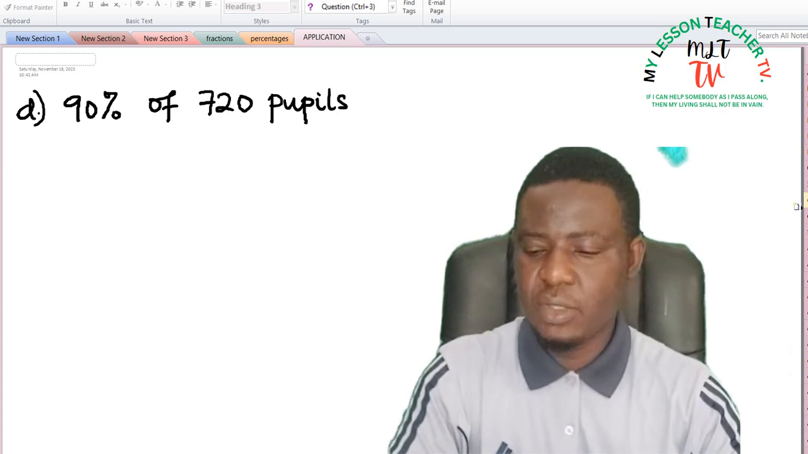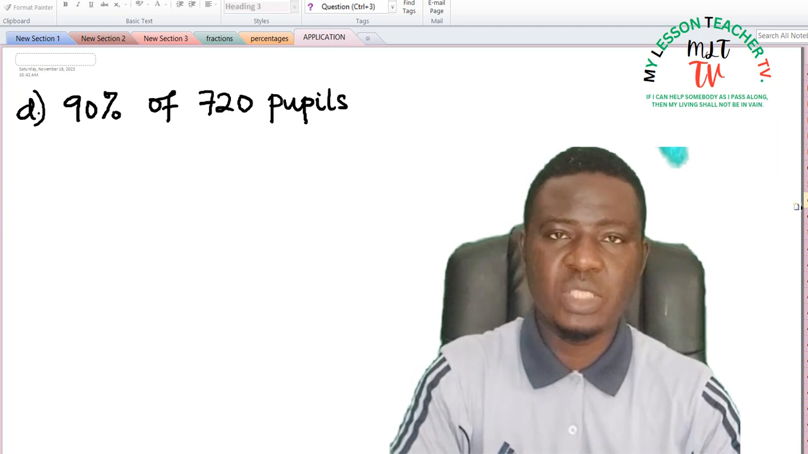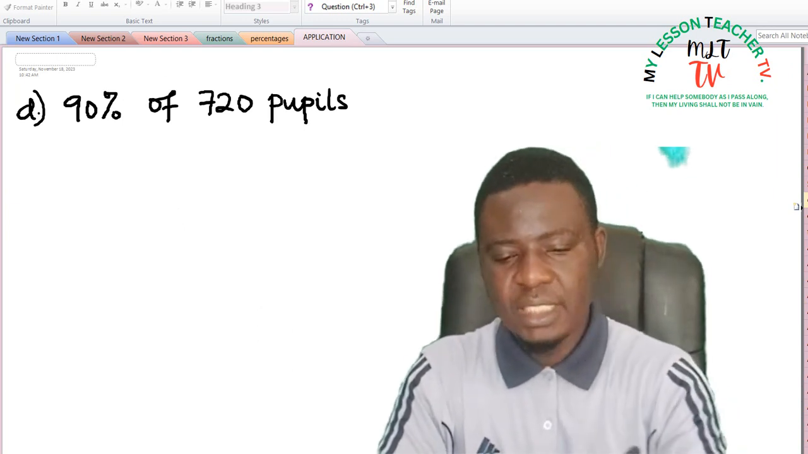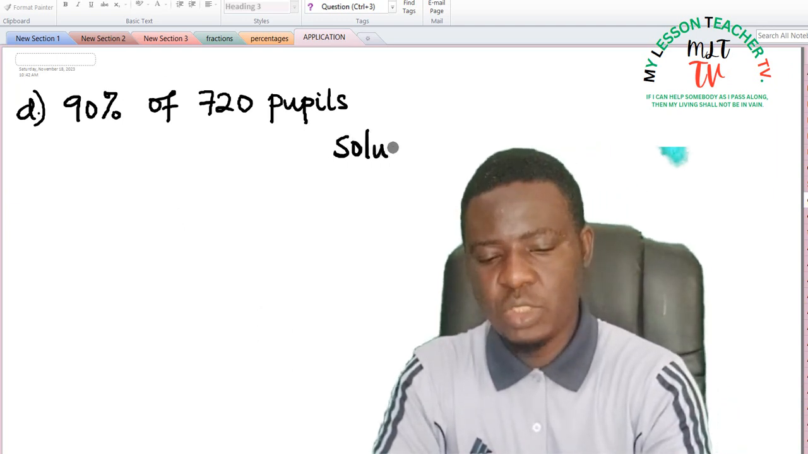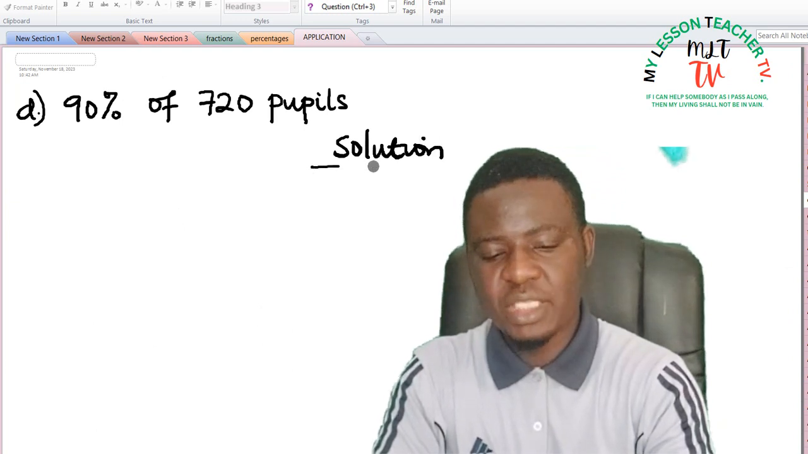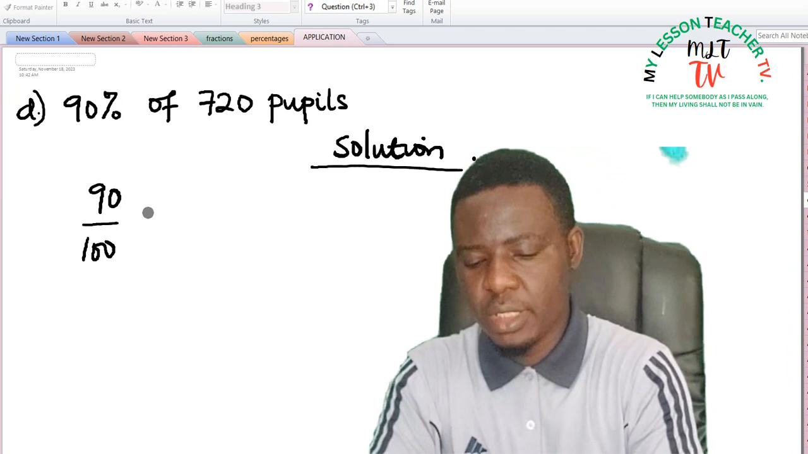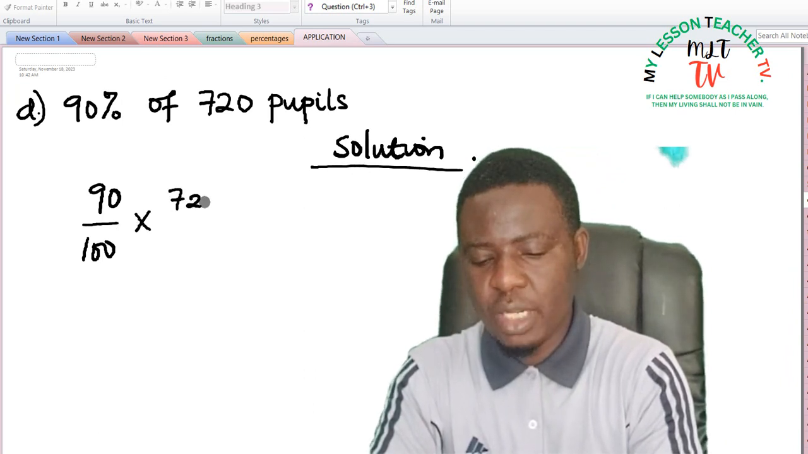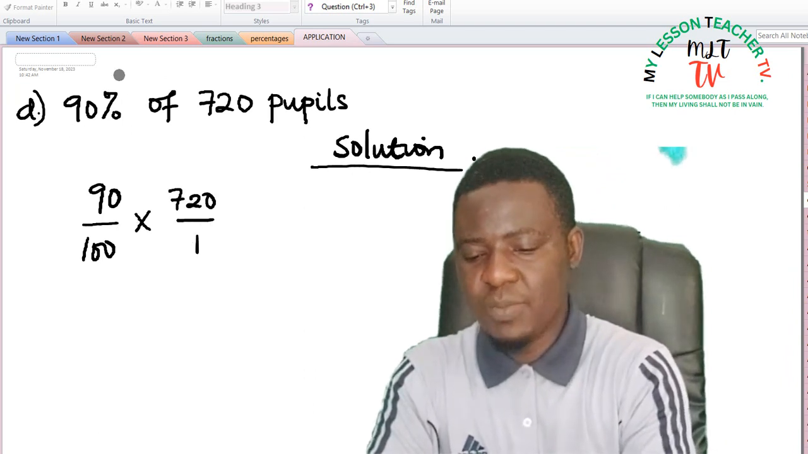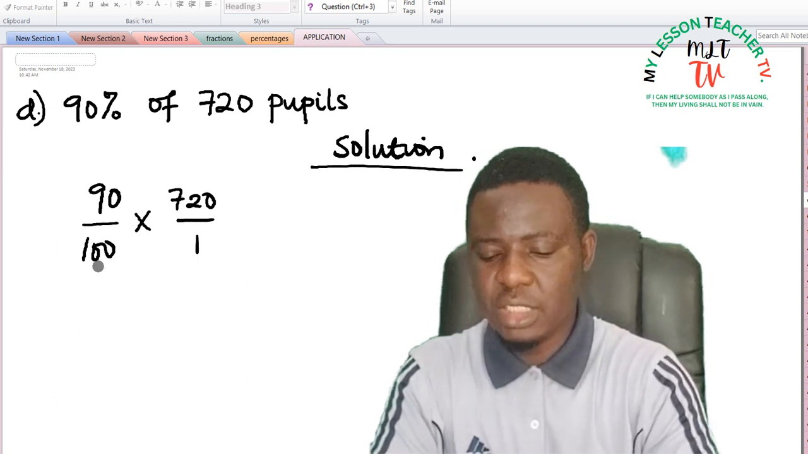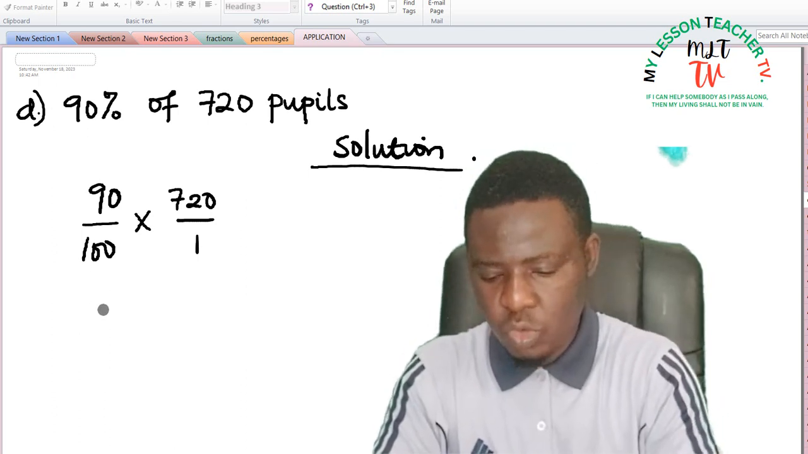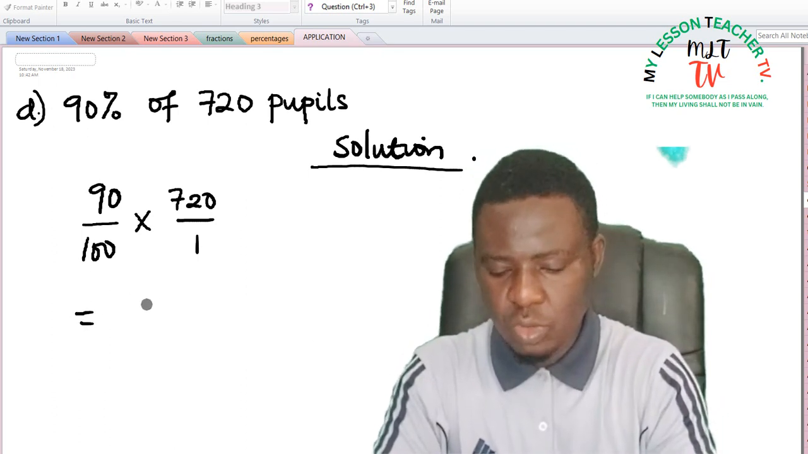Question D says we should find 90% of 720 pupils. 90% of 720 pupils can be expressed as 90 divided by 100 times 720 over 1. For 90% itself means 90 divided by 100. So you can then multiply out the numerators.